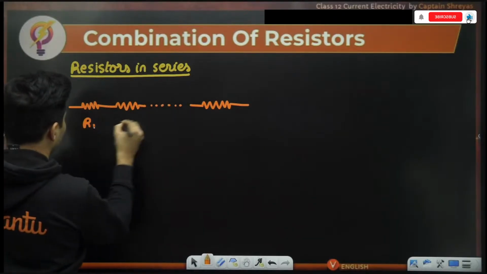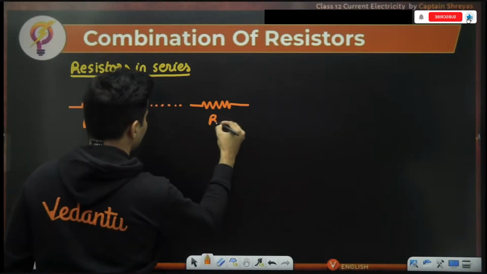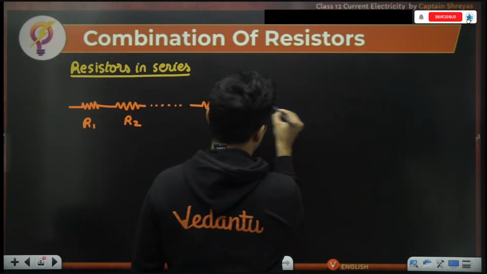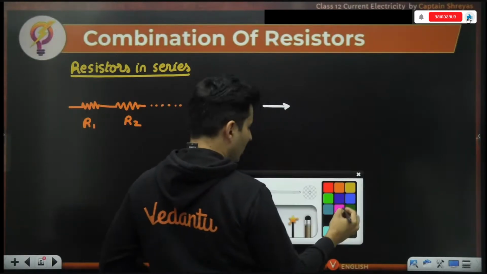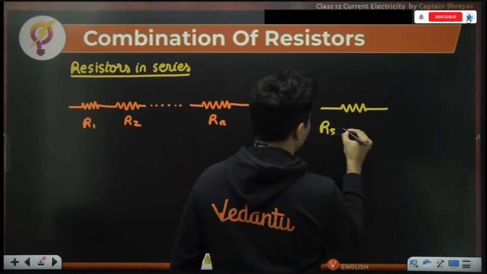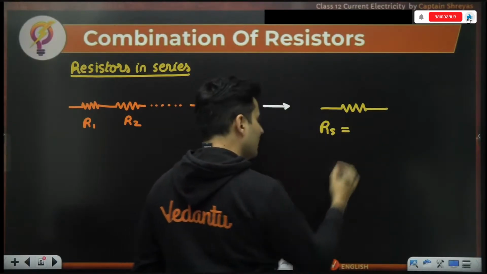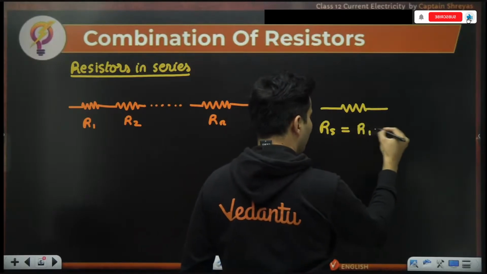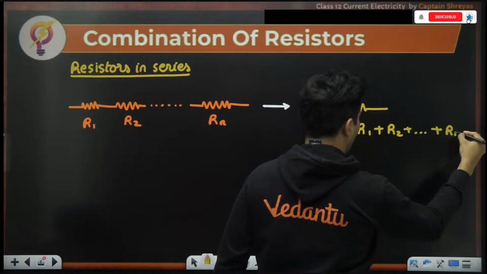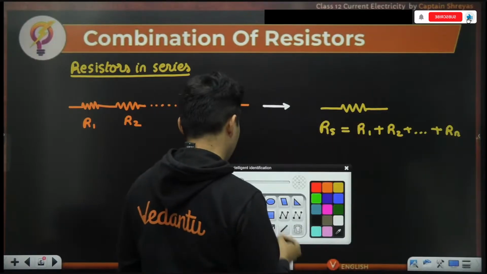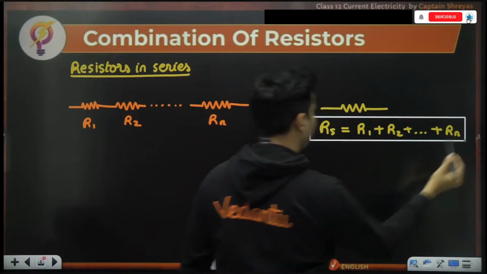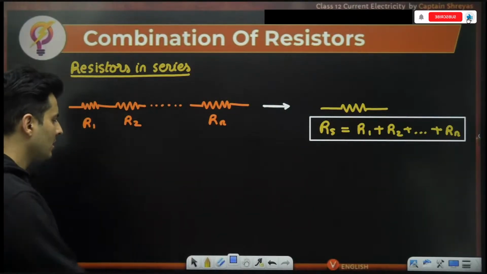This is R1, this is R2, this is your Rnth resistor. I convert this into a single resistance which is called Rs. This Rs will be nothing but just R1 plus R2 plus like that till Rn, till the nth resistance. Just simple algebraic addition, nothing else. Just add the resistance, that is the equivalent resistance.